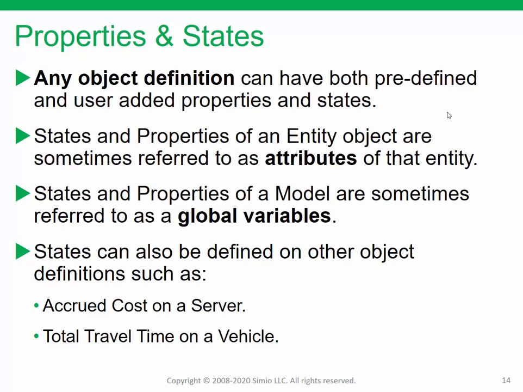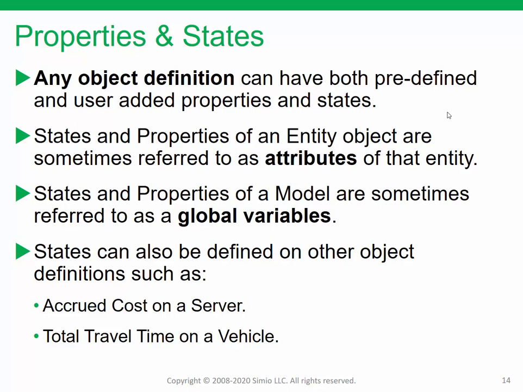States and properties of an entity are sometimes referred to as attributes of that entity. The state attributes are the ones that change during the run, and the property attributes are the ones that don't change. Whereas states and properties of a model are sometimes referred to as global variables for that model. So something like the number of parts produced would be considered a global variable, and the implementation would be a model state.